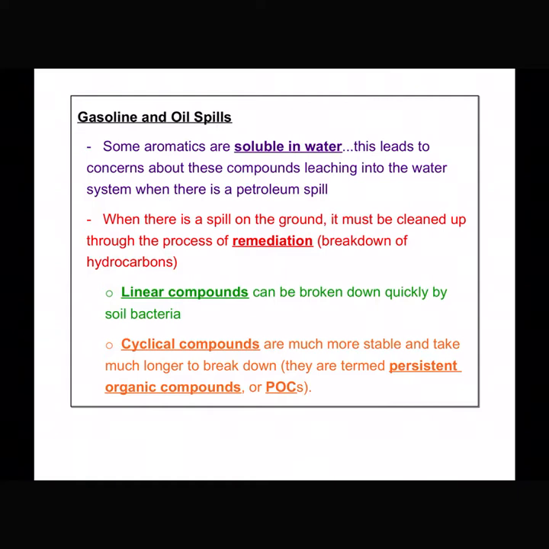So we need to break that stuff down. Linear compounds can be broken down quickly by certain soil bacteria, and cyclical compounds like benzenes, because they're hydrocarbon rings, take a lot longer to break down. Those are things like persistent organic compounds, or POCs, things that are in lots of chemicals, paints, all that stuff, chemicals that are harder to break down.